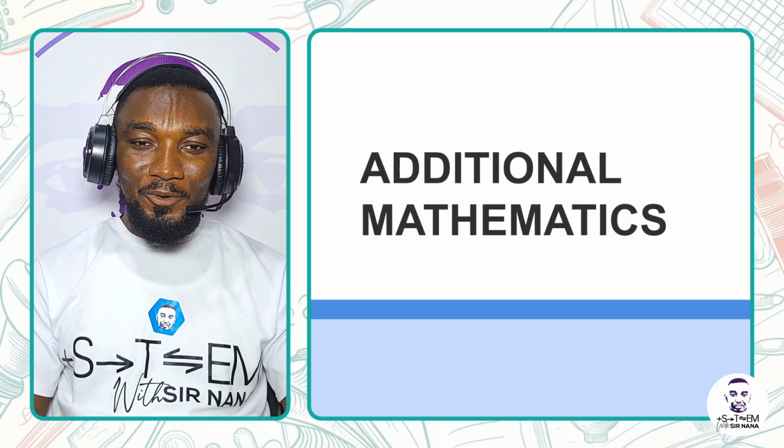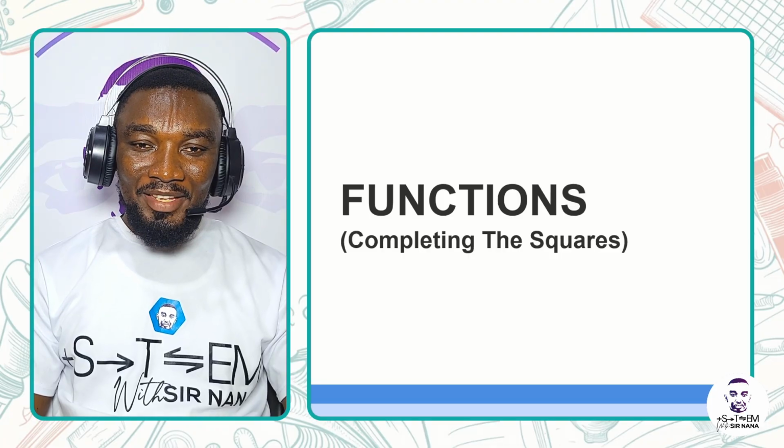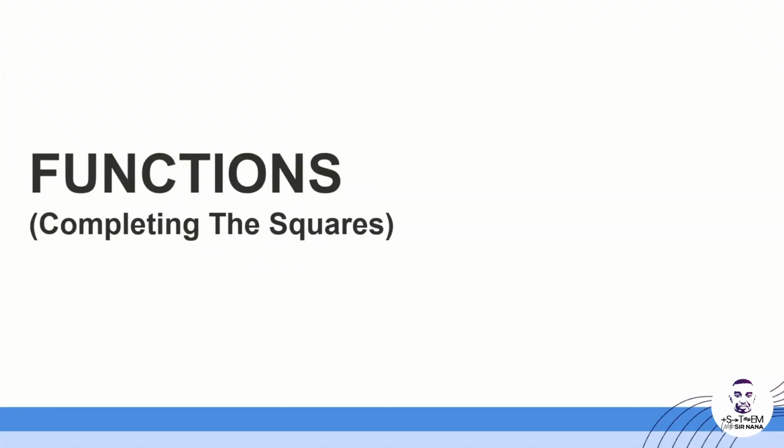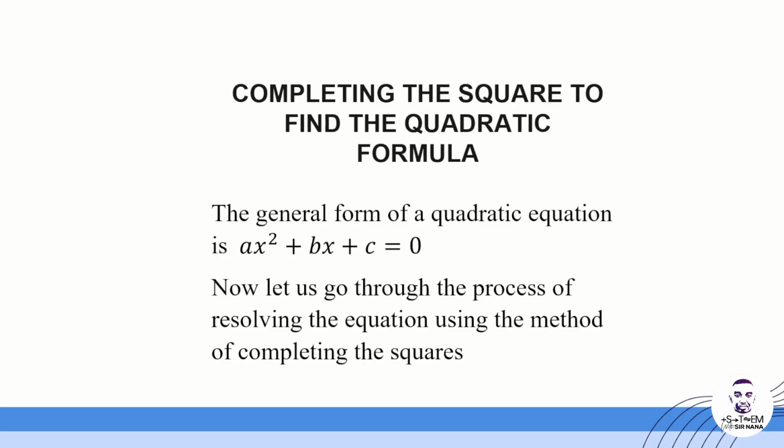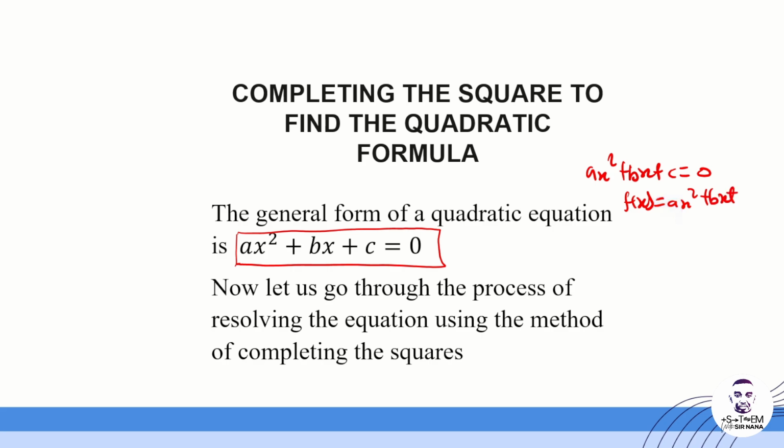In this lesson, we want to consider the method of completing the square in quadratic equations. So we want to look at how we can use the method of completing the square to solve quadratic equations. Now let's consider this. The general form of a quadratic equation can be written as ax squared plus bx plus c is equal to 0. If it's a function, then it becomes f of x is equal to ax squared plus bx plus c.